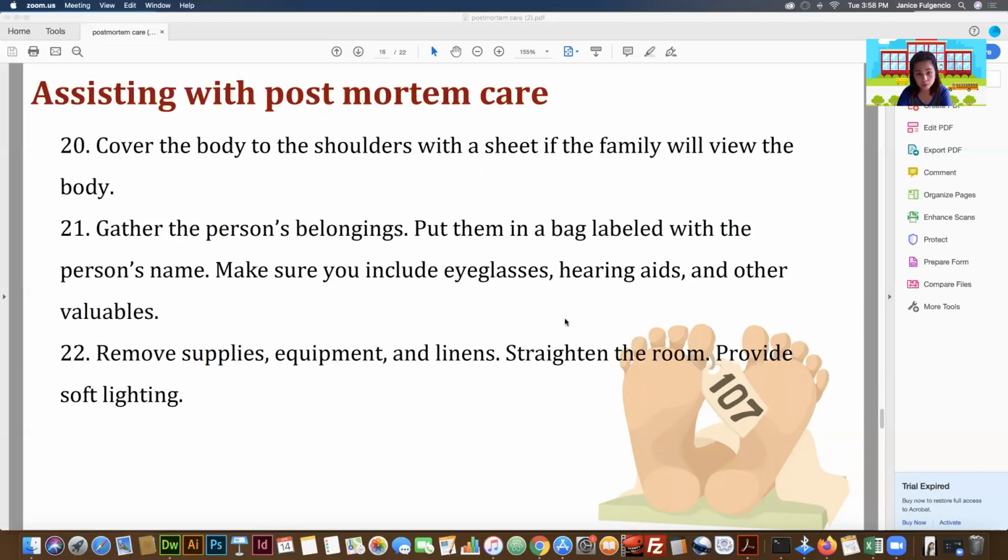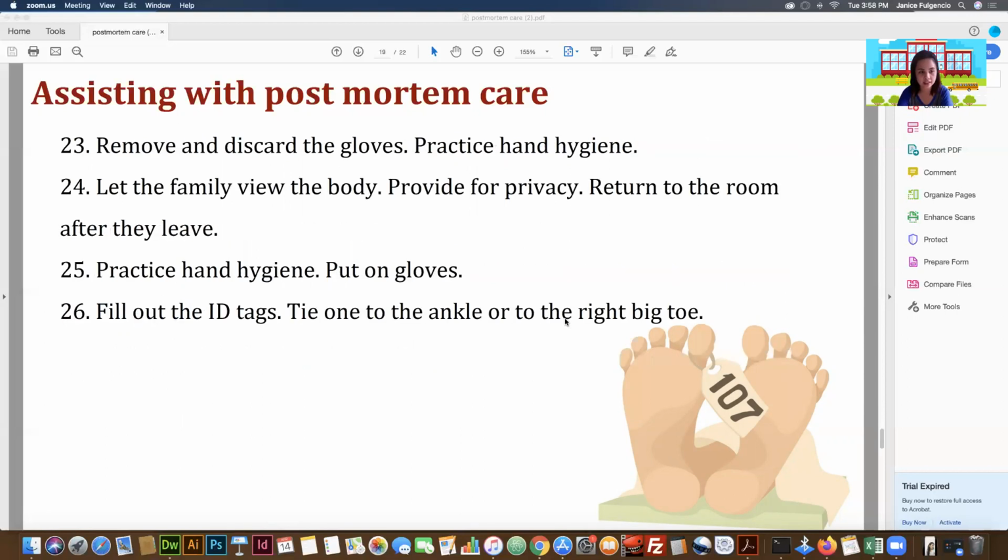Then cover the body up to the shoulders if the family will view the body. If the person has not yet been seen by the relatives, just close the lower part and open the head part. Then gather the person's belongings and put them in a bag labeled with the person's name. Remove supplies, equipment, and linen, straighten the room, and provide soft lighting. Then remove and discard the gloves, practice hand hygiene, let the family view the body, provide privacy, and return to the room after they leave.